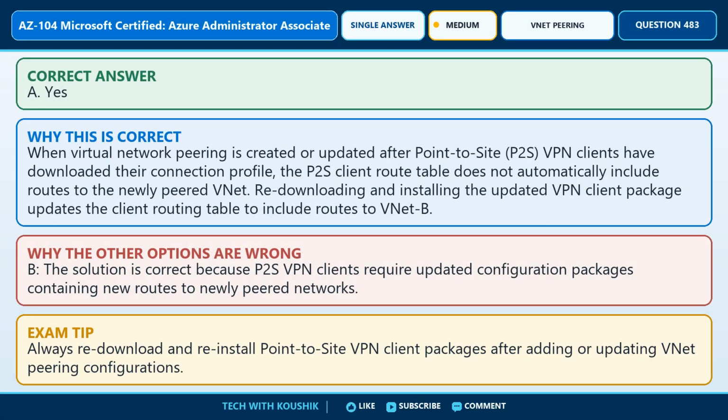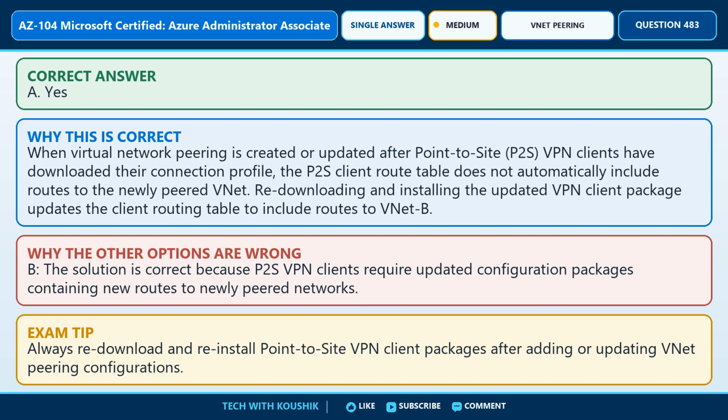The required response is Option A. Yes. When virtual network peering is created or updated after point-to-site (P2S) VPN clients have downloaded their connection profile, the P2S client route table does not automatically include routes to the newly peered VNet. Re-downloading and installing the updated VPN client package updates the client routing table to include routes to VNet B.